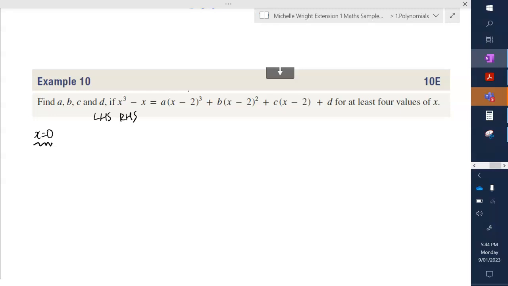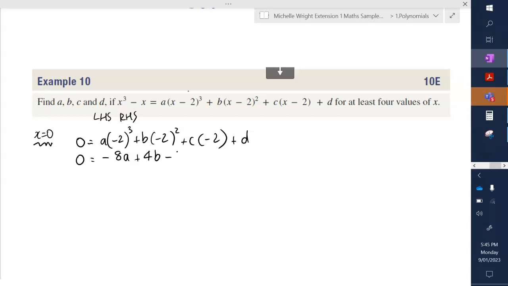So when x is 0, the left-hand side is going to be 0 minus 0, which is 0. And my right-hand side when x is 0 is going to be a, and I'm going to have minus 2 cubed plus b minus 2 squared plus c times minus 2 plus d. So if I neaten that up, I get 0 is equal to minus 8a plus 4b minus 2c plus d. That's an equation. Let's see if it helps us. At this point, it's not.